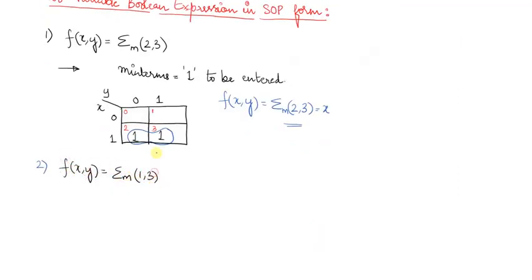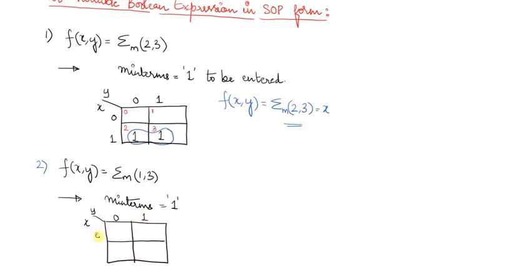So coming to the second numerical, we have f of x comma y, which is equal to summation m 1 comma 3. Since it's a minterm, we know that we need to place the value of 1 corresponding to 1 and 3. And here, since y is the common term, we get the end result as y.